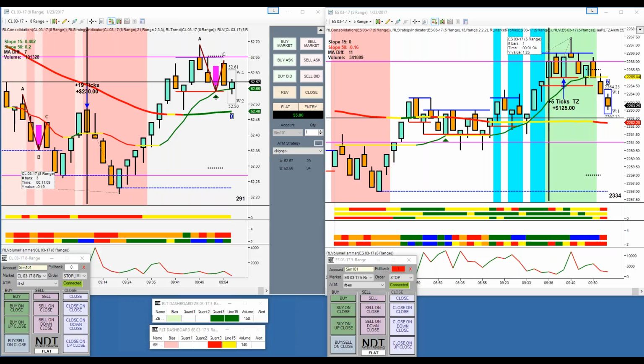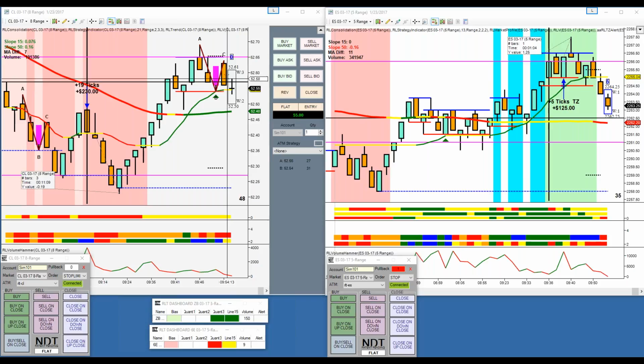You have no trade on crude. This is a complex pullback pattern. We have no clear-cut uptrend. We have no background bias. We have no quant line. So we have no trade on crude.